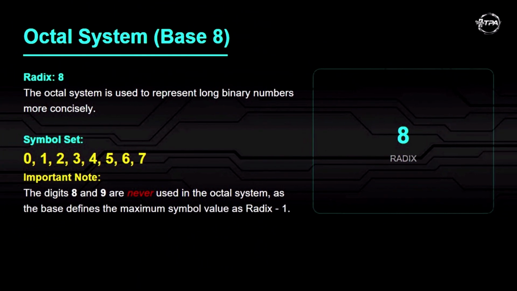Octal system. Octal system has base 8. It uses digits from 0 to 7. Digits 8 and 9 are not allowed. Octal system helps to write long binary numbers in a shorter form. So engineers can read numbers more easily.